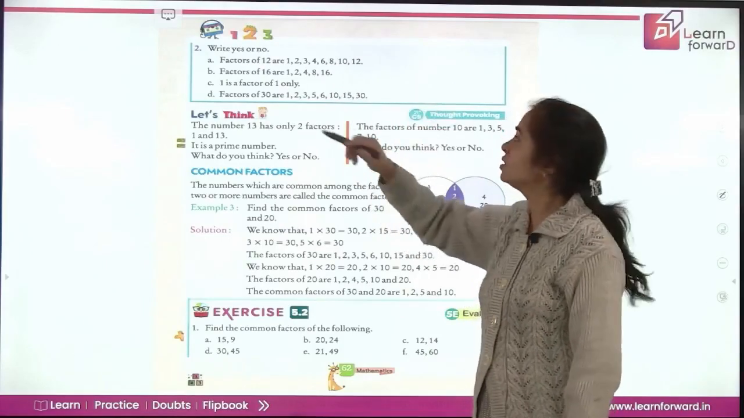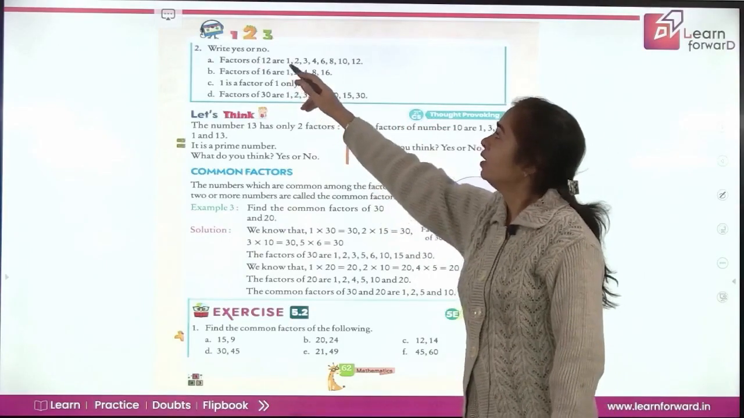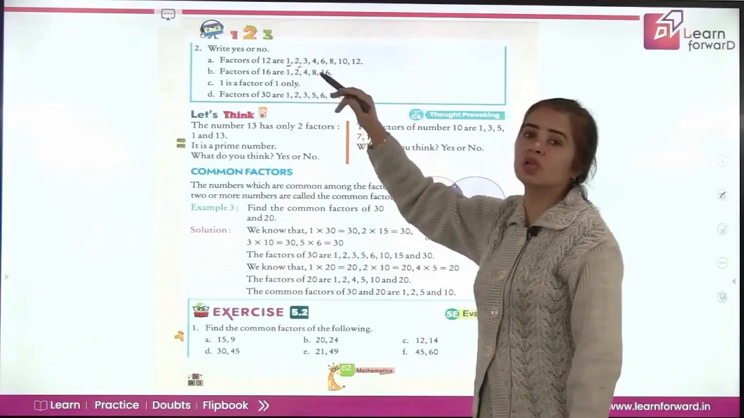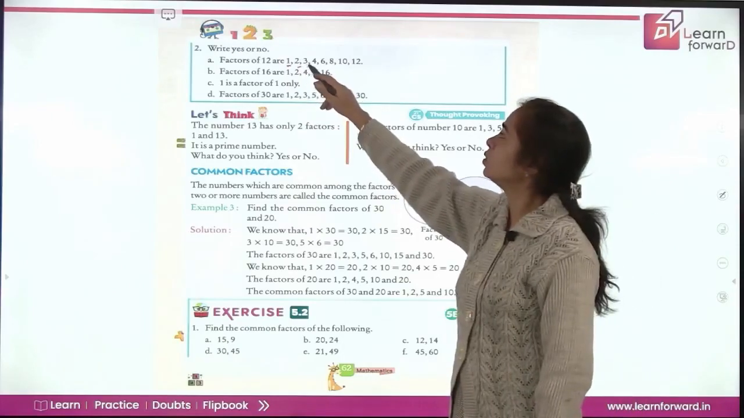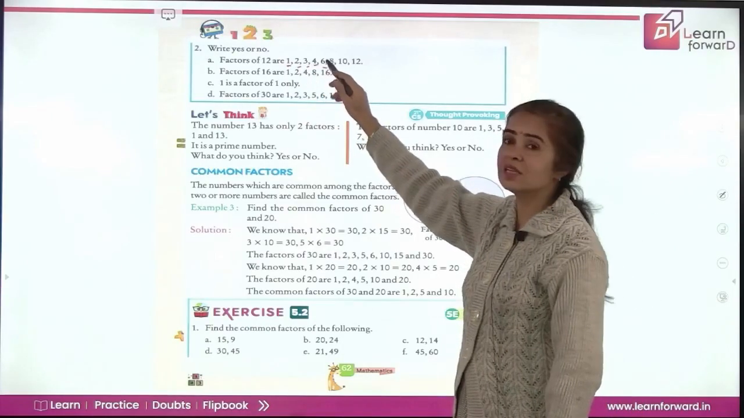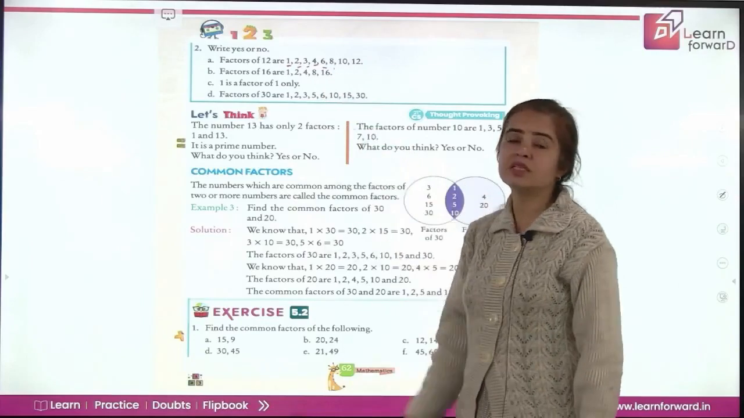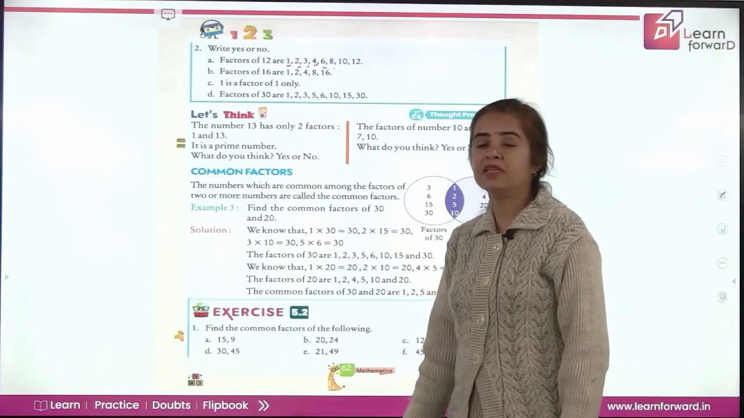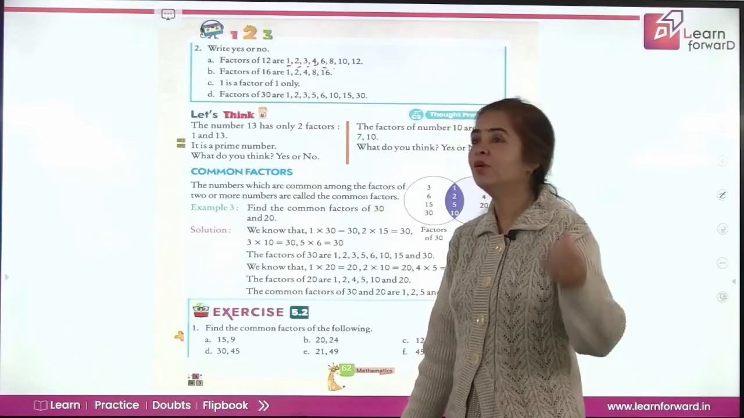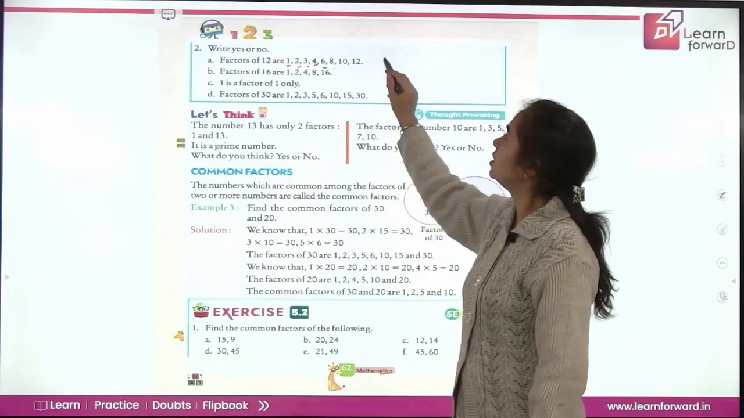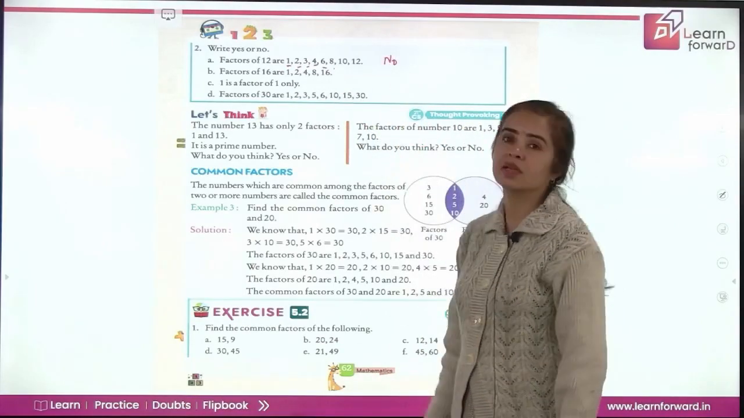The very first thing is 1 is okay, 2 is okay. So, you just have to check. 3 is okay, 4 is okay, 6 is also okay. What about 8? Can you divide 12 by 8, leaving remainder 0? No, you get a remainder. That means this sentence is not correct.